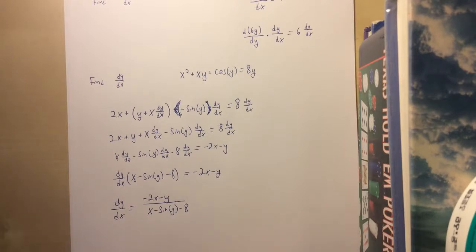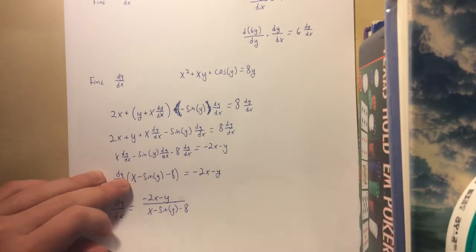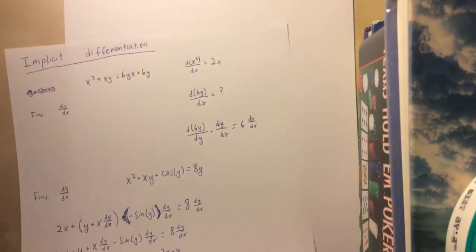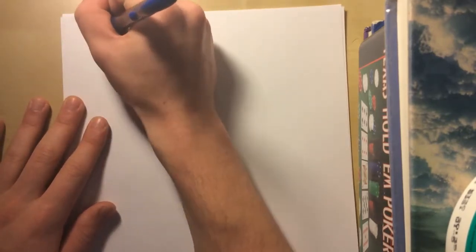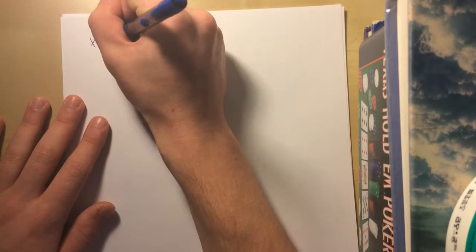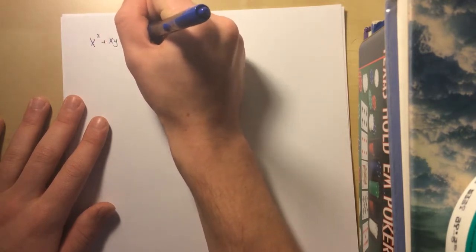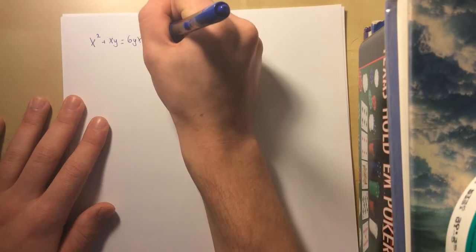So whenever you're doing an implicit differentiation question, all you're doing is taking the derivative of each term. If you take a derivative with respect to y, you just multiply by dy dx. Then you move all the dy dx's to one side and all the non-dy dx's to the other side, and factor and divide. So, just for fun, let's do that expression that I wrote in the beginning, which is x squared plus xy equals 6yx plus 6y.